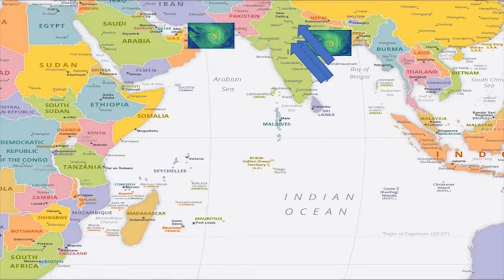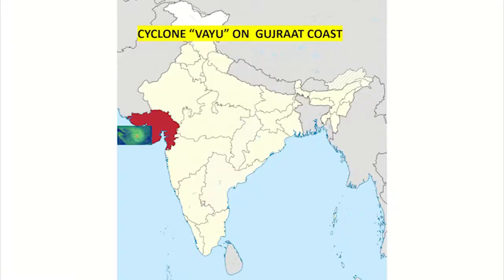Rarely they hit western India. The latest example of such is Cyclone Vayu, which reached the Gujarat coast. Due to these planetary winds, a cyclone does not hit Mumbai. Cyclones are classified based on their speed.